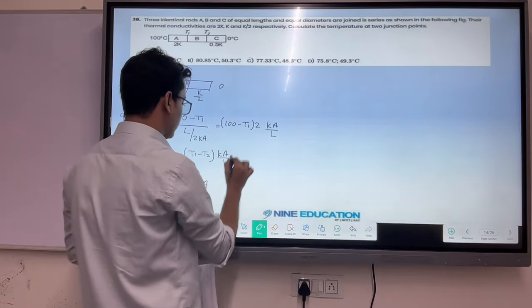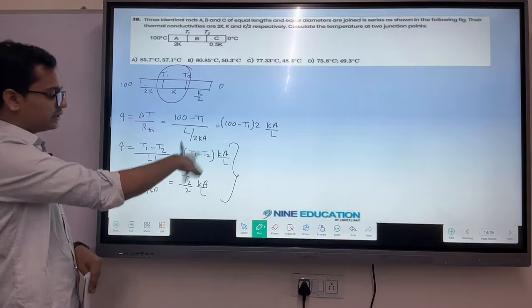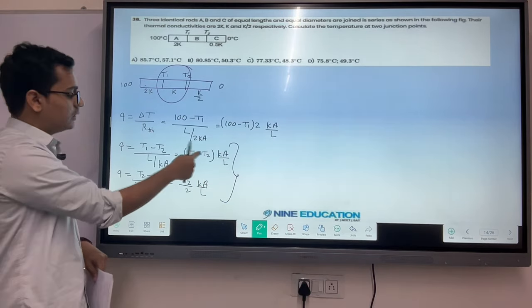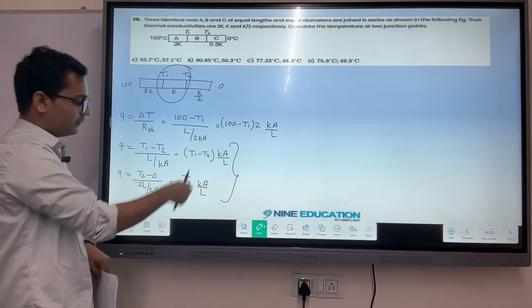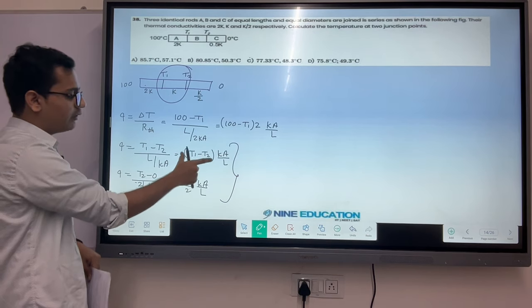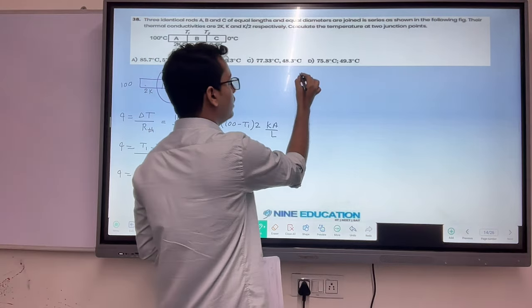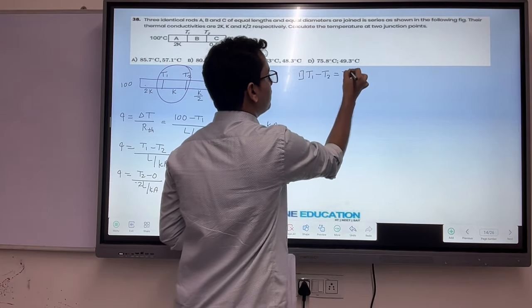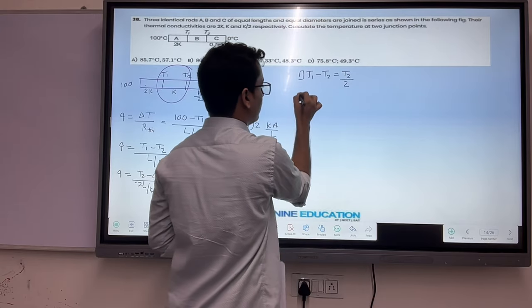First of all I will equate these two. If you can see this K by L and K by L, they are constant. So I am going to equate these two. So T1 minus T2 equal to T2 by 2. So the first equation which I am getting is T1 minus T2 is equal to T2 by 2.